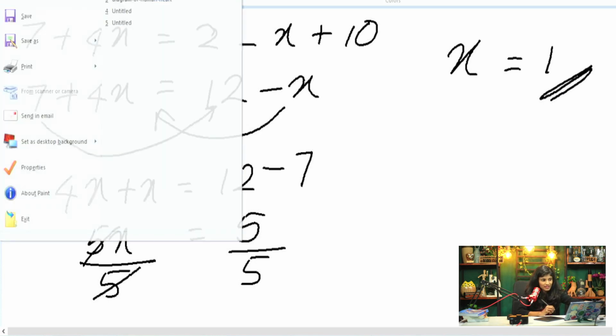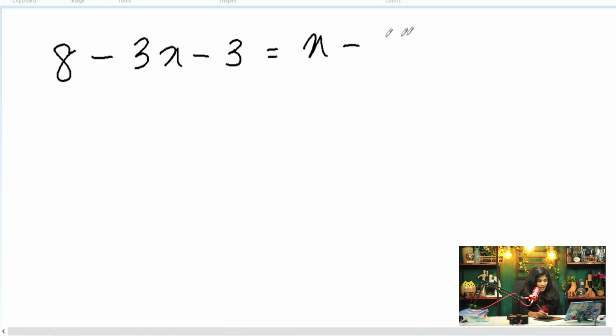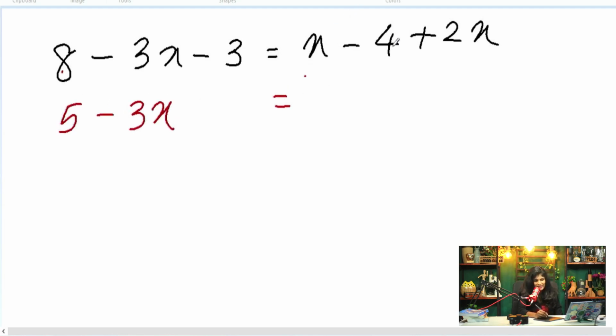The next question. 8 minus 3x minus 3 equal x minus 4 plus 2x. Here also in this question we have so many numbers and so many unknown terms. Okay, 8 and 3 I am going to simplify. 8 minus 3, that means 5. Minus 3x, okay. Here I have x plus 2x. X plus 2x means altogether 3x minus 4.